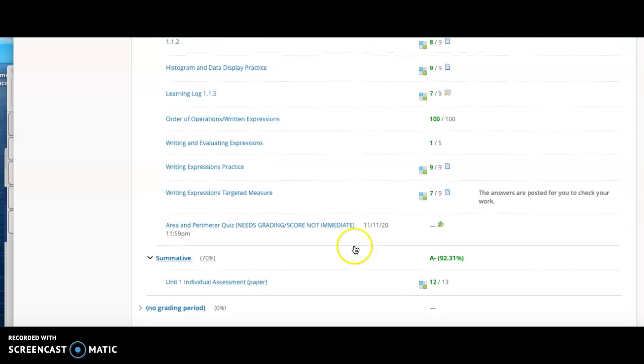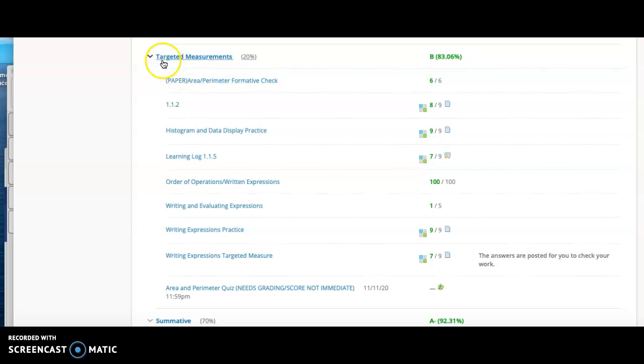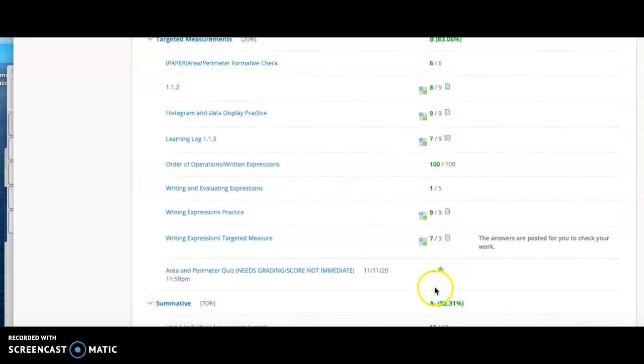This one, you'll notice I'm moving down into the next category of targeted measurements. I can tell this is 20% of my grade. I know how I'm doing in my targeted measurements. I'm getting an 83.06%. So this student now needs to look at what's happening in the targeted measurements. I see that the student is missing the puzzle piece, the area and perimeter quiz, and it needs to be completed. I also notice that this one has a comment on the side.